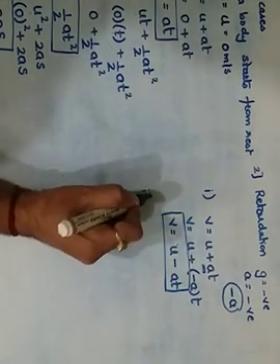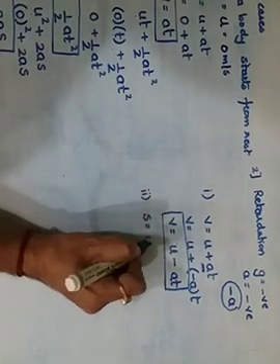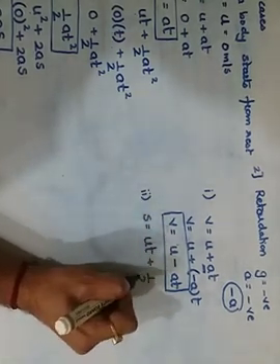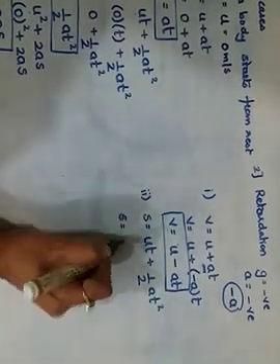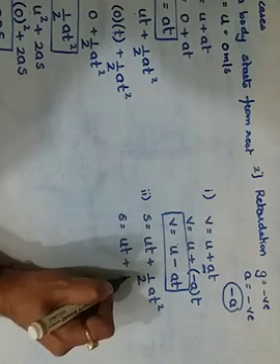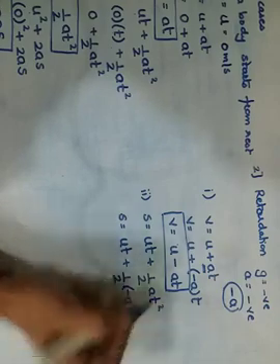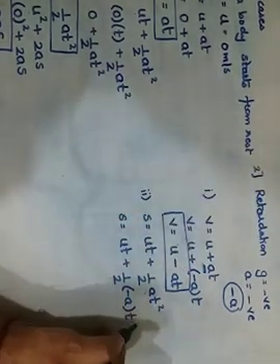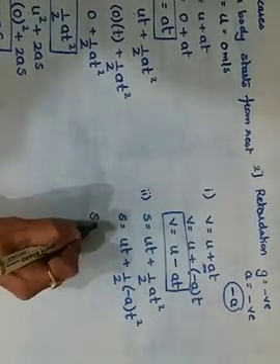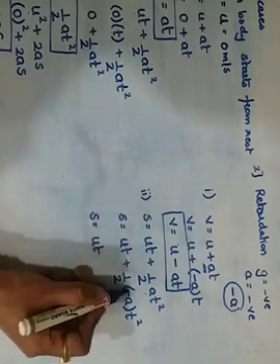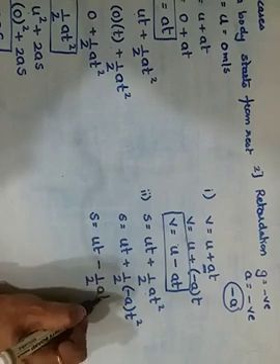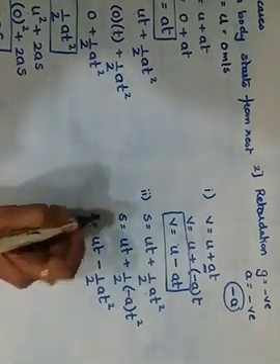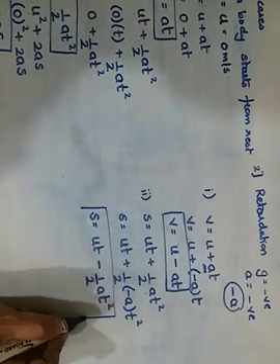Same way for the second equation, that is s is equals to ut plus half at square. Again s is equals to ut, which will remain the same, plus half into negative a in place of a, because again it is retardation. t square will remain t square. Therefore s is equals to ut plus minus is minus, and this remains as it is, half at square. Again the sign has changed.